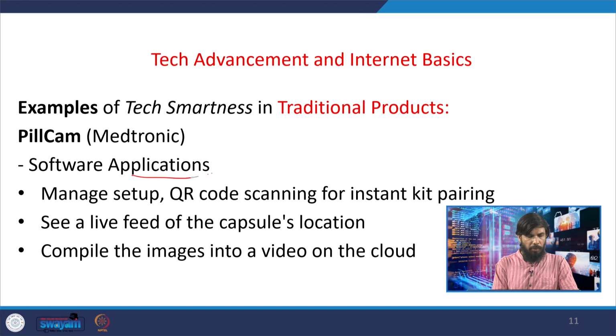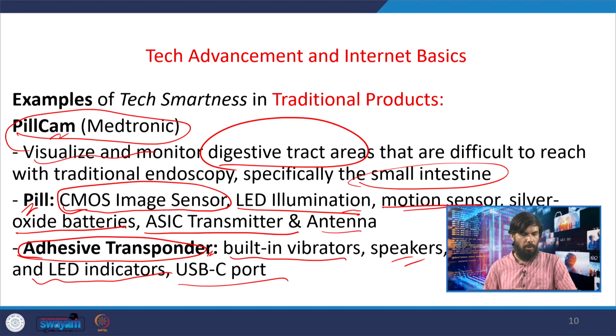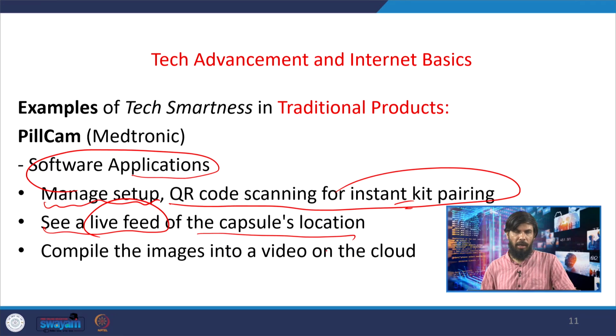Now, in terms of software applications, what are the components? Software applications would be there to manage setup, QR code scanning, and instant kit pairing. There are two components, one is the adhesive transponder and then the pill. So that pairing has to be managed. And then live feed, so live feed of the capsule's location. So where is the capsule? Doctors would like to see whether it has exited the intestine or not, so that live feed of the location of the capsule is important.